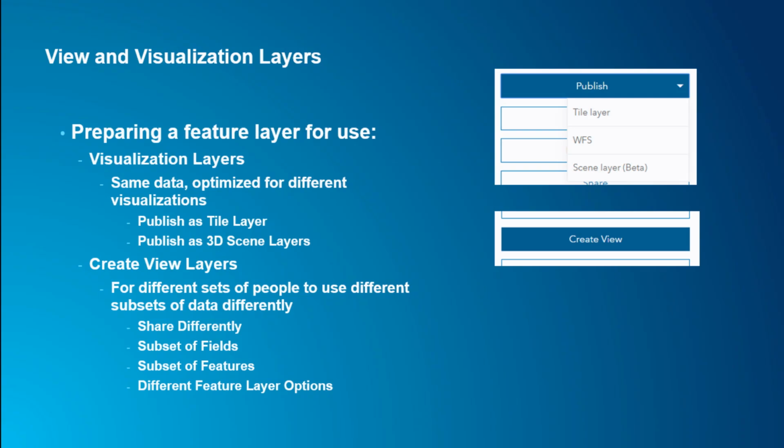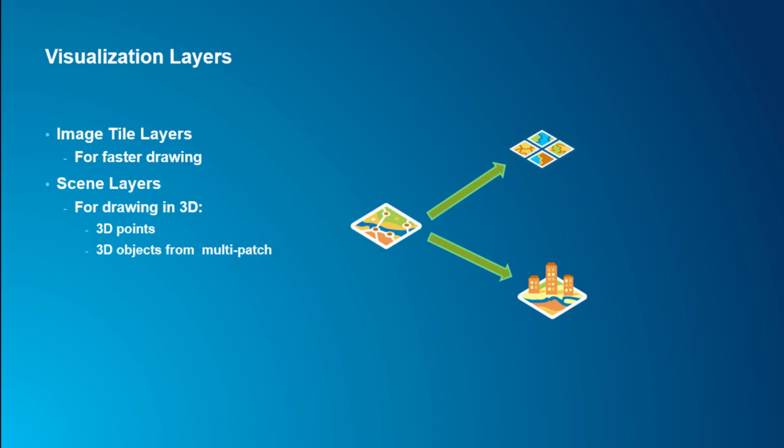Yeah, you could do that. So with visualization layers, you take a layer that's a feature layer and you can publish it as tiles for faster drawing, and scene layers for drawing in 3D. You could make 3D scene layers from points or from multi-patches.